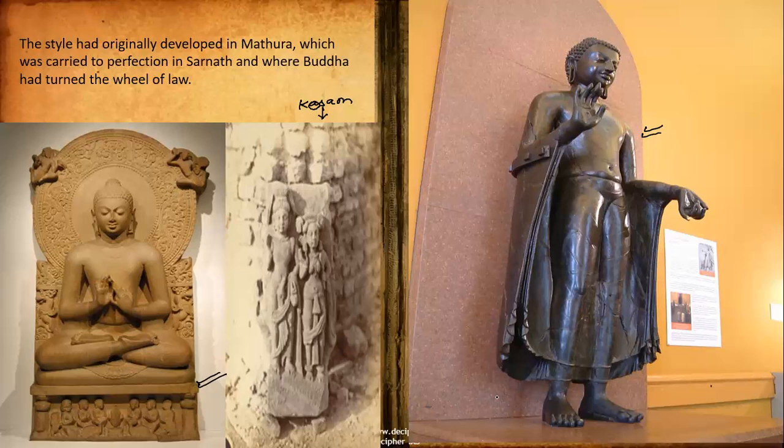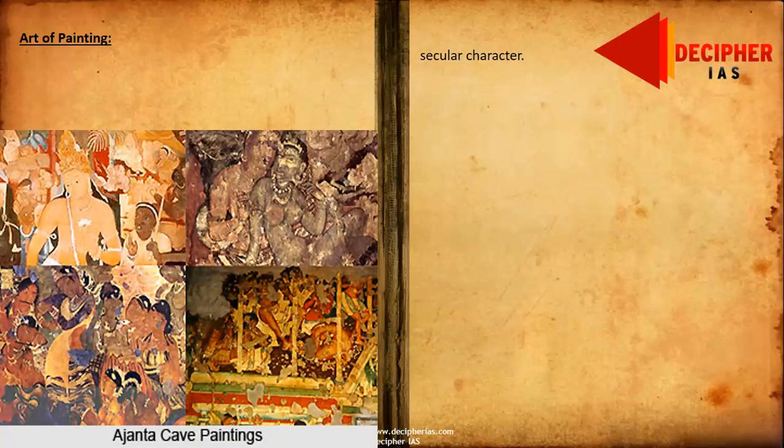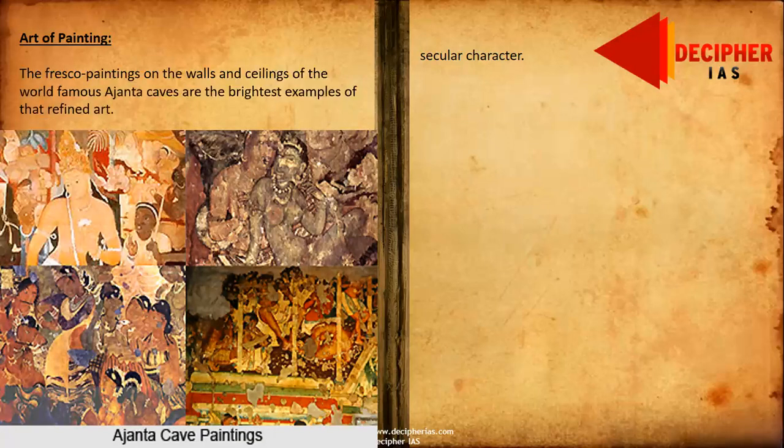Let's move to the art of painting in Gupta period. The excellence of art painting was yet another glory of Gupta age, and the fresco paintings on the walls and ceilings of world famous Ajanta caves are the brightest example of the refined art of the Gupta age. For millions of art lovers from all parts of the world, Ajanta is like a place of pilgrimage. Apart from the architecture and sculpture, paintings had constituted a significant position in Gupta period. During the Gupta period, the paintings had assumed a secular character.